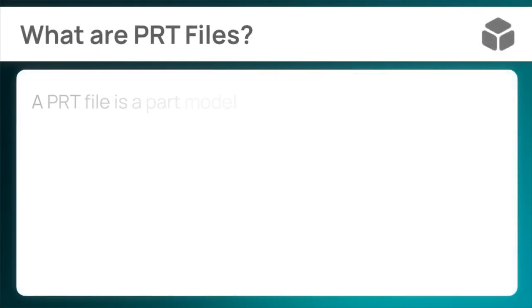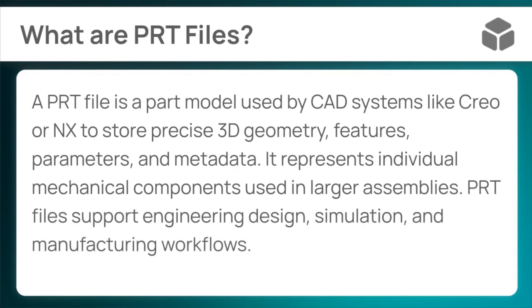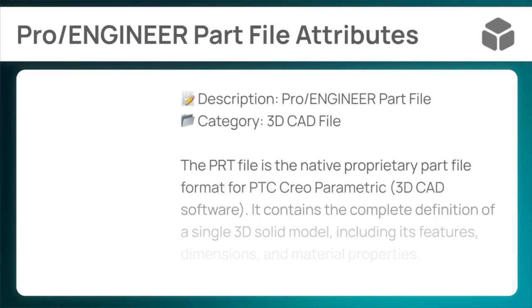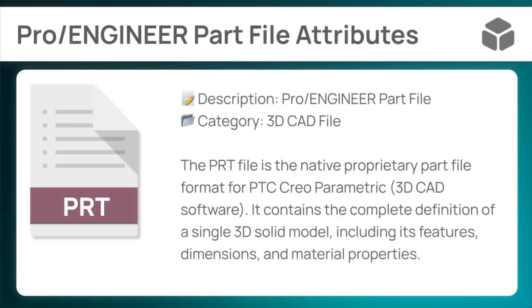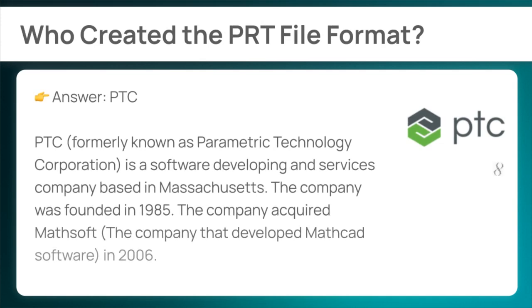The structure of a PRT is primarily defined as a component of the 3D CAD file standard. The Pro Engineer part file structure defines how elements are placed. The PRT file is the native proprietary part file format for PTC Creo Parametric, 3D CAD software. It contains the complete definition of a single 3D solid model, including its features, dimensions, and material properties. Developed by PTC, the format is proprietary and focuses on parametric modeling. Its design rules are complex and maintain a history tree of every operation performed on the model.